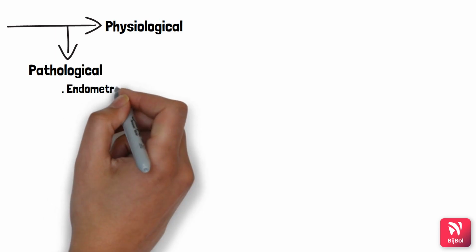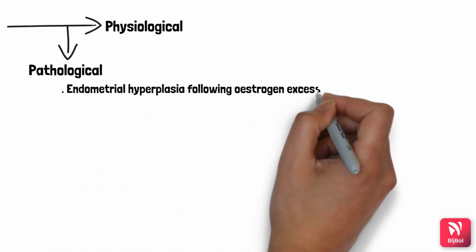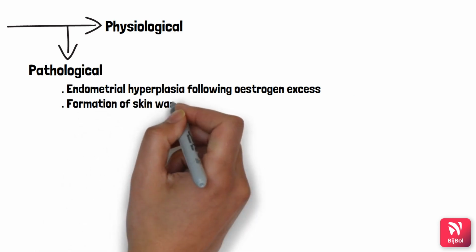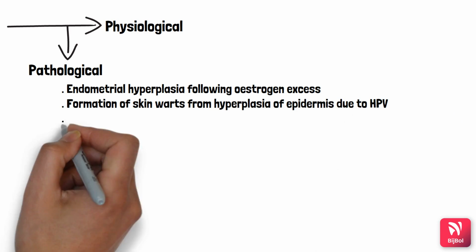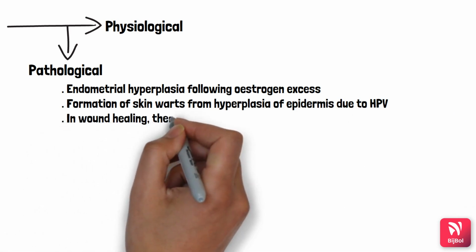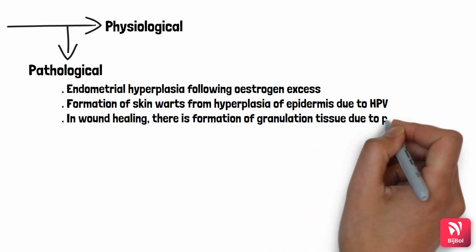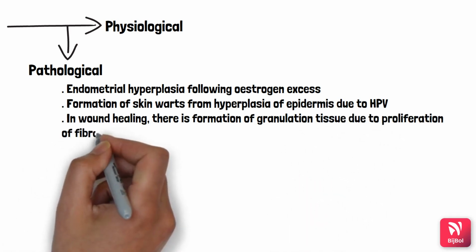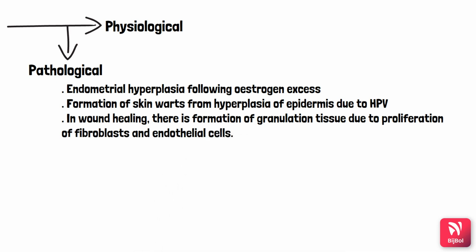Next, causes of pathological hyperplasia. So here endometrial hyperplasia can be seen following estrogen excess, and whenever there is stimulation by human papilloma virus, the epithelial cells can result in proliferation, giving rise to skin warts. And even in wound healing there is proliferation of fibroblasts as well as endothelial cells, resulting in granulation tissue. So this is pathological hyperplasia.